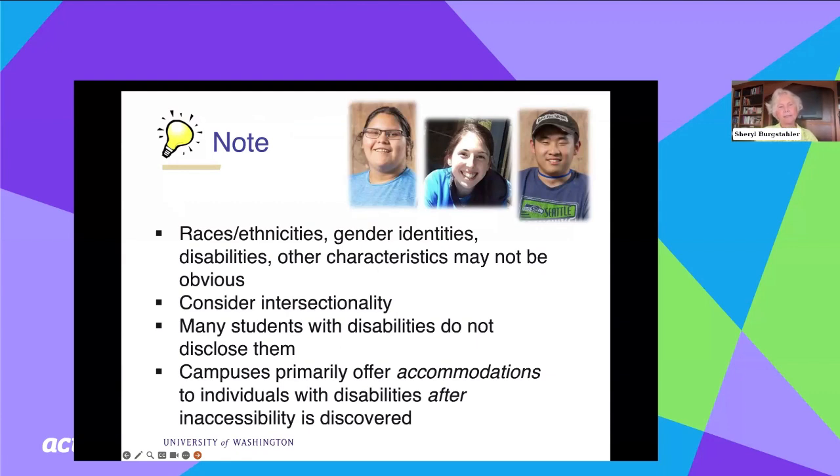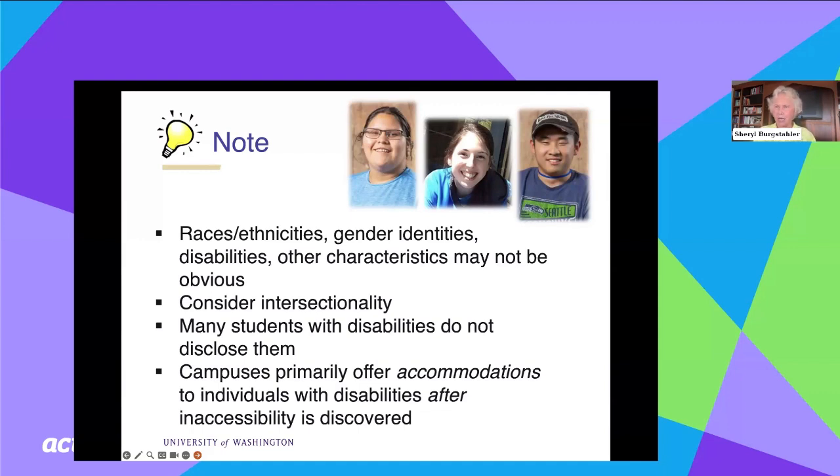If we take a look at races and ethnicities, gender identities, disabilities, other characteristics, one thing to think about too is that they're not obvious. There are three images on the screen right now. All of these students are engaged with us and they all have disabilities, but you wouldn't recognize that from the images that they project. So we can't assume we know who is in our program, even in a dorm situation. Someone might not disclose their disability if they don't feel that they need an accommodation. So you may not know. So that's good to remember.